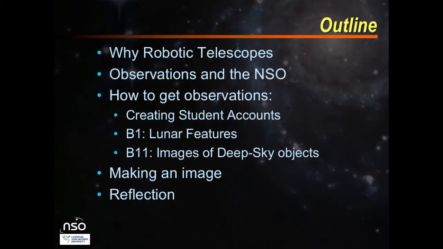So we're going to be covering why robotic telescopes like the Liverpool Telescope are useful, how that fits into the observational tasks and how the NSO can help you, and then look at some of the details of how to get the observations, creating student accounts, the various different projects we think are suitable within the GCSE, and a little bit about how to make an image, and finally some suggestions for how your students can reflect on their observing.